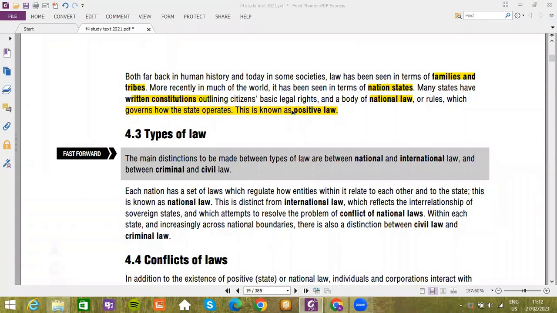So basically, positive law is nothing but the laws created by humans, like the people of the country, the citizens of the country. They stand up for it, and because they are the ones enforcing this law, it's obvious that it is in their interest, and in that way it is a positive law.